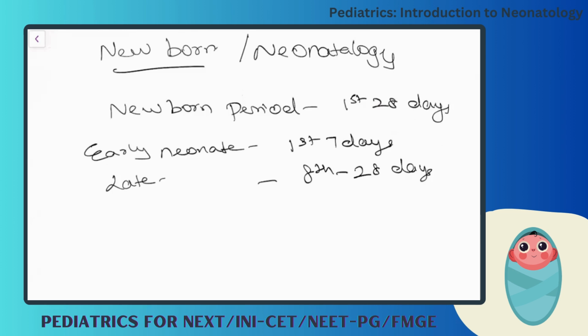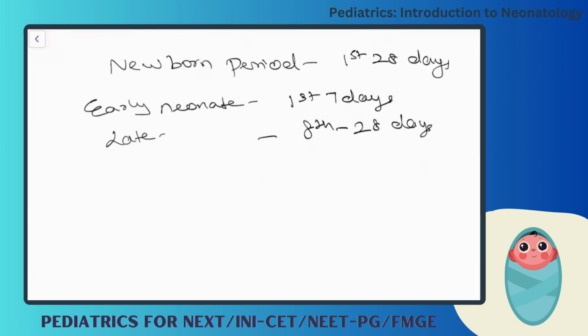See, average weight of Indian baby, how much? Not asking the normal one, average one. Average 2.8 is said in the Nelson book, that is the UK version, by OP Ghai, the Indian author. What he is saying is 3 kg. Okay, 2.7 to 3 kg is fine. So we'll go by the Indian author.